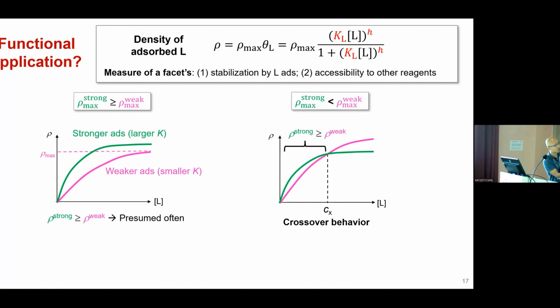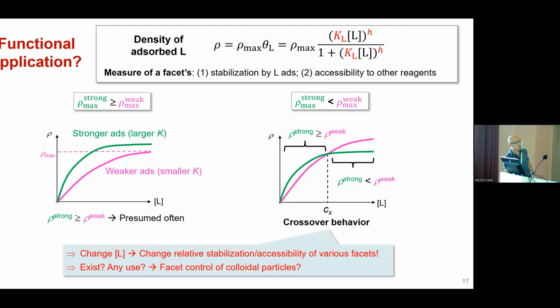So what it means here is now on the lower ligand concentration condition, the green surface will be more covered, more stabilized, but on the right side, the magenta surface will be more stabilized, more covered. Now we wondered, we call it a so-called crossover effect. Does it really actually exist? It also suggests that by simply changing the ligand concentration, we can change the relative stabilization of different facets. Maybe we can utilize this to control colloidal particle facets.